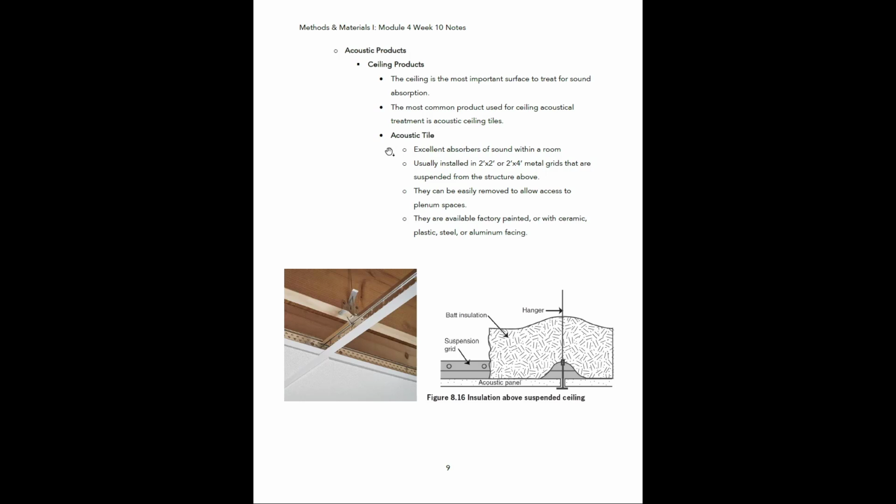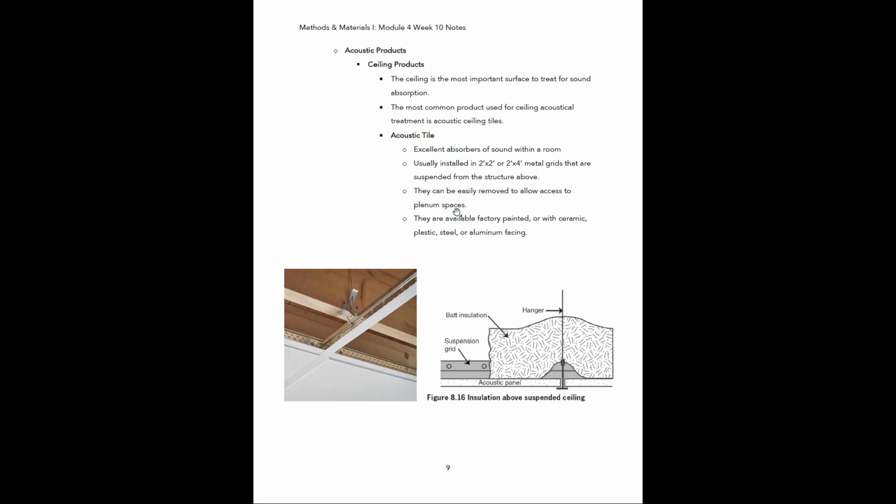Acoustic tiles are excellent absorbers of sound within a room. Usually they're going to be placed in a 2x2 or a 2x4 metal grid, and as I said on the last slide, these grids are usually going to be suspended from the structure above for acoustic reasons. That being suspended is also, in and of itself, an acoustic consideration. They can be easily removed to allow access to plenum spaces. All right, so very simple, just pop off a tile and then you can stick your head up there and do whatever you need to. So they're really convenient in that respect.